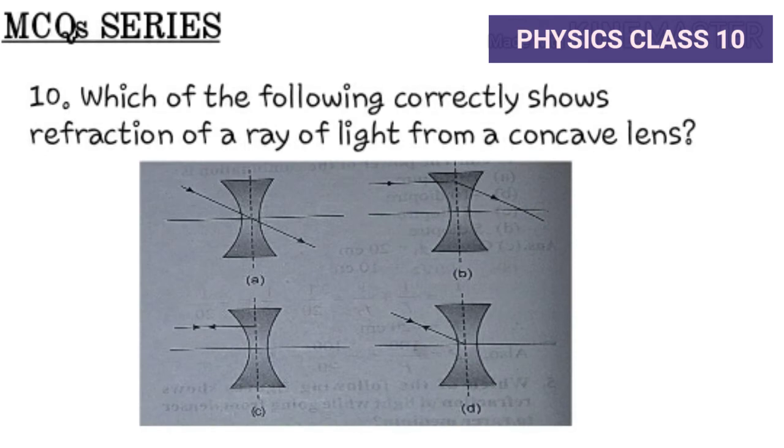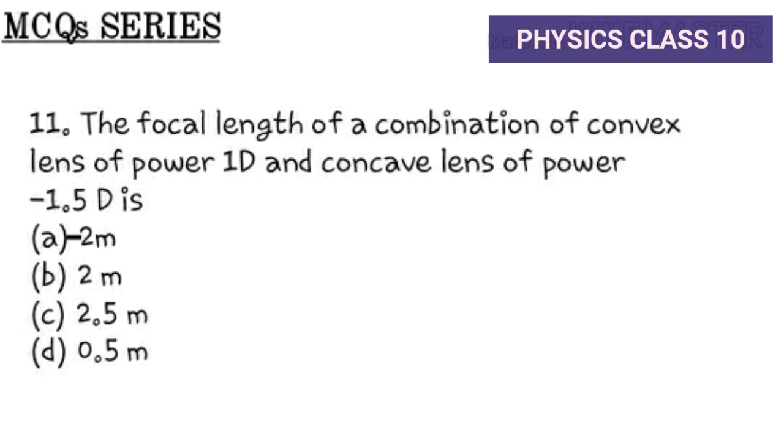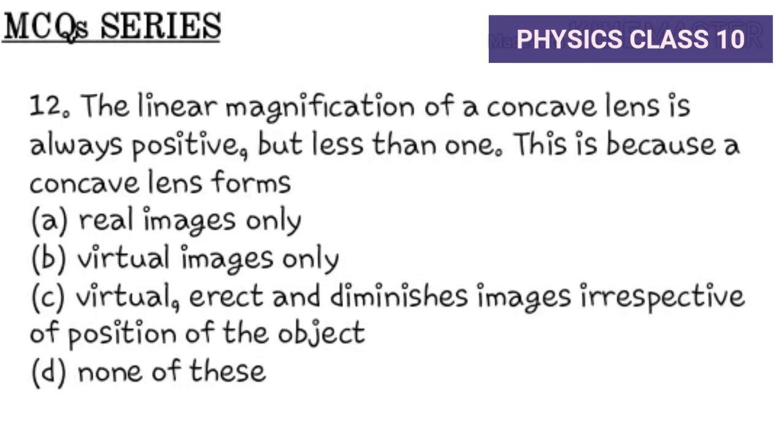Now question 10, which of the following correctly shows refraction of a ray of light from a concave lens? See, in this chapter diagrams are very important. If you don't know them, then just revise. For this, option A is correct. Now question 11, the focal length of a combination of a convex lens of power 1 diopter and a concave lens of power minus 1.5 diopter is minus 2 meter, 2 meter, 2.5 meter, or 0.5 meter. For this, option A is correct, minus 2 meter.